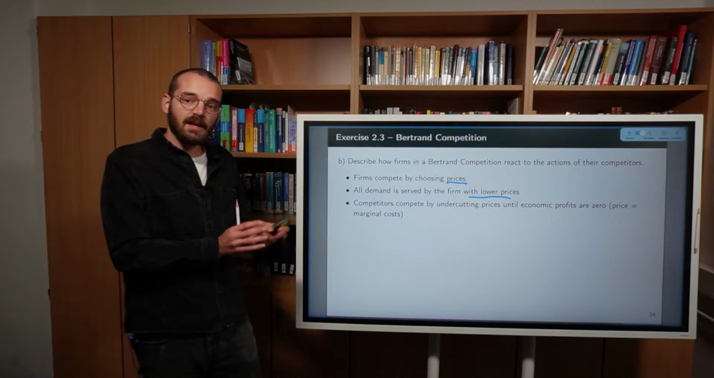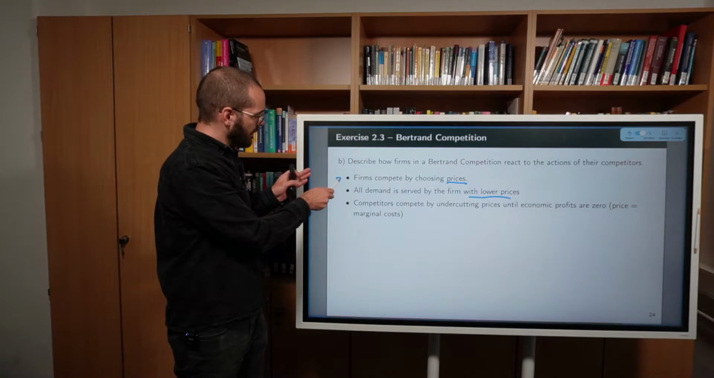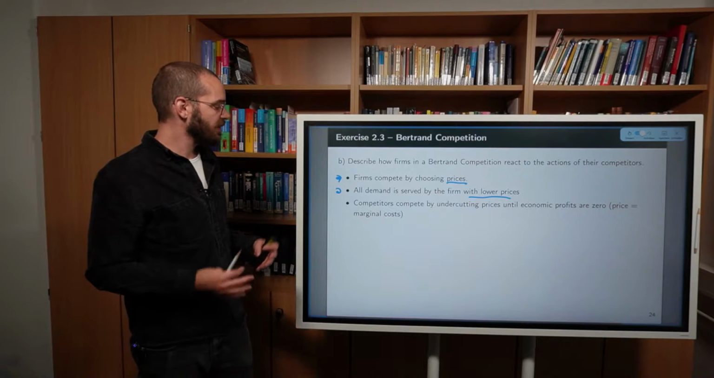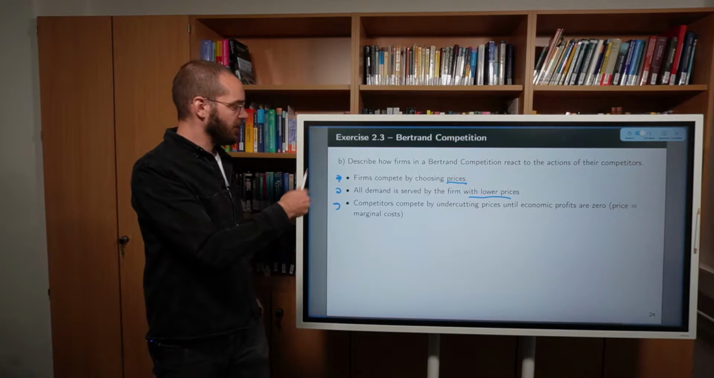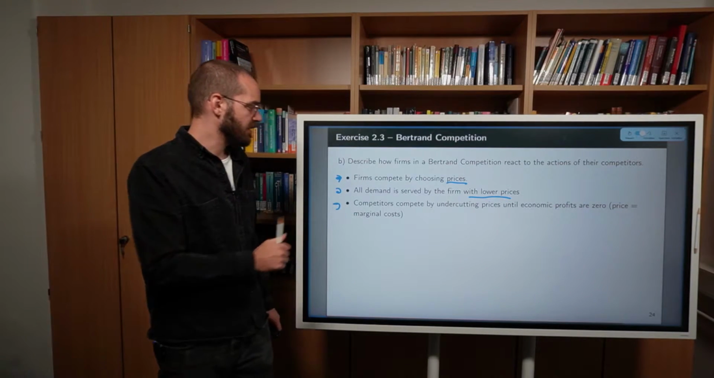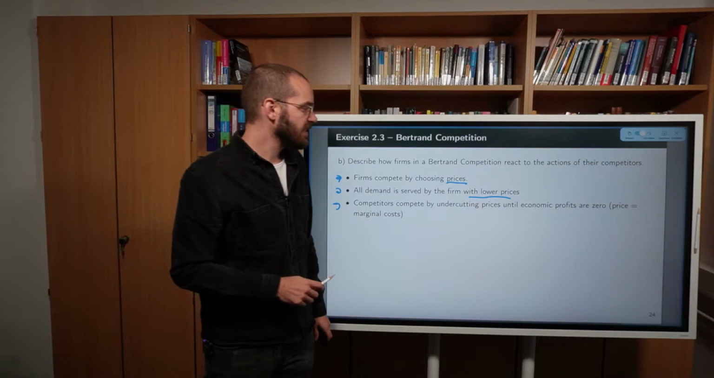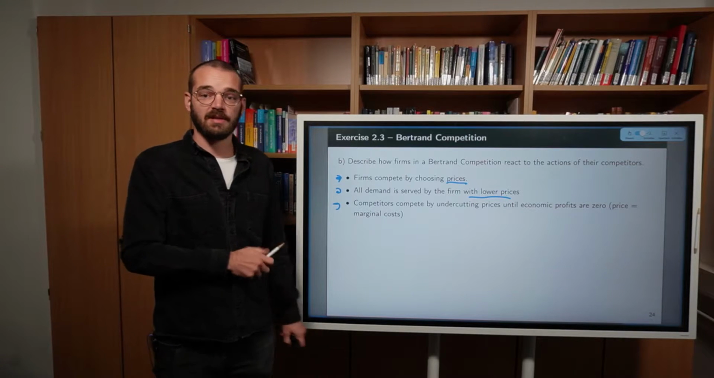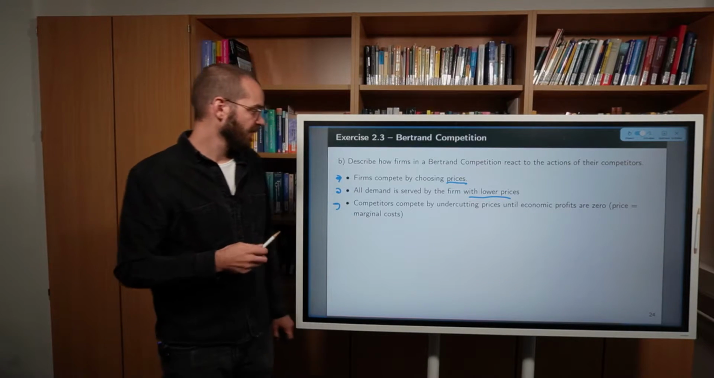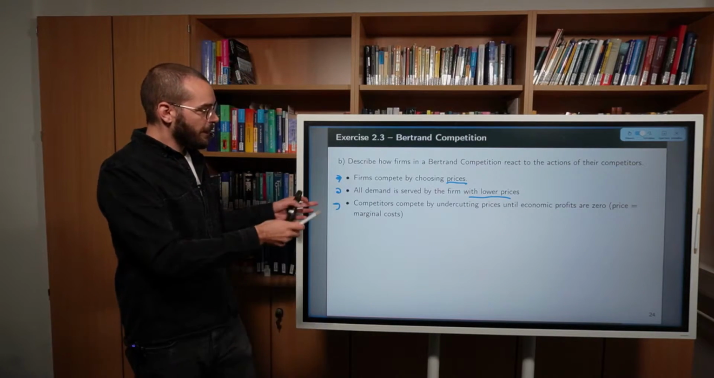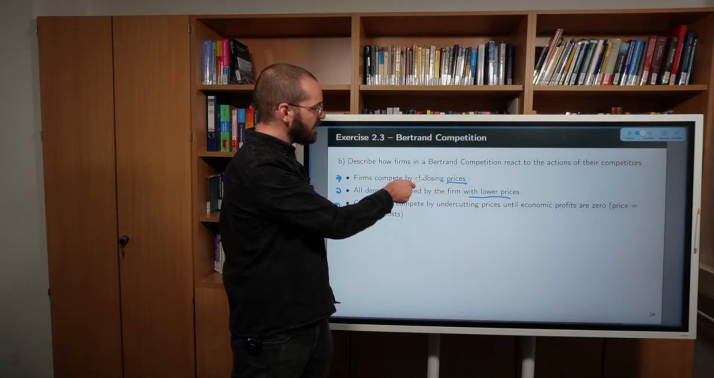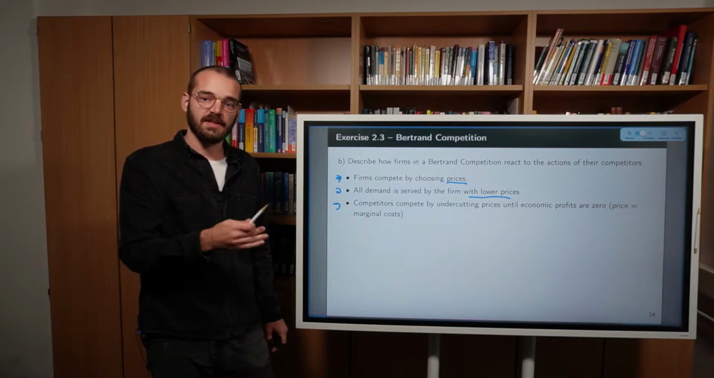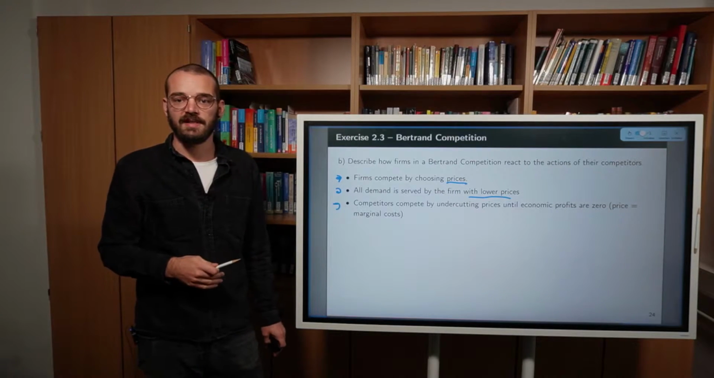Okay, and these points in combination then result in a situation that is sketched by the third point. The competing firms compete by undercutting prices until economic profits are zero, so until prices equal marginal costs in our specific case. Right? Because just consider what these two first bullet points imply.